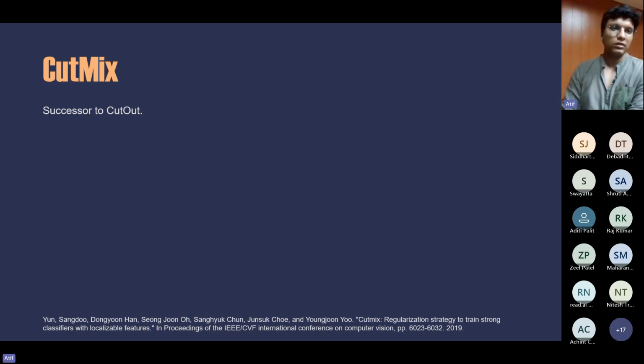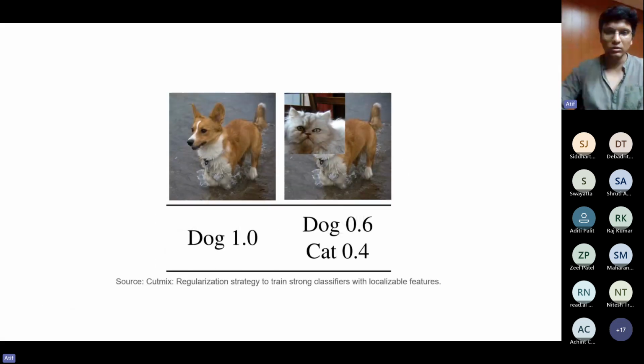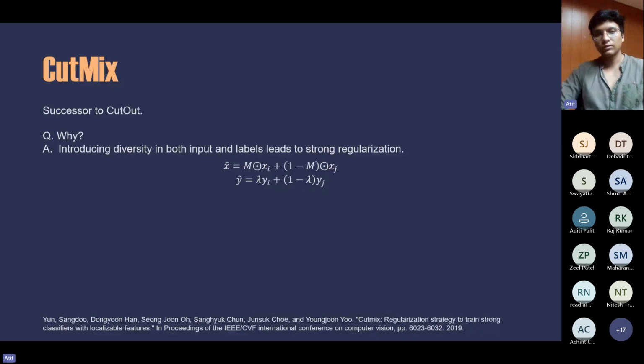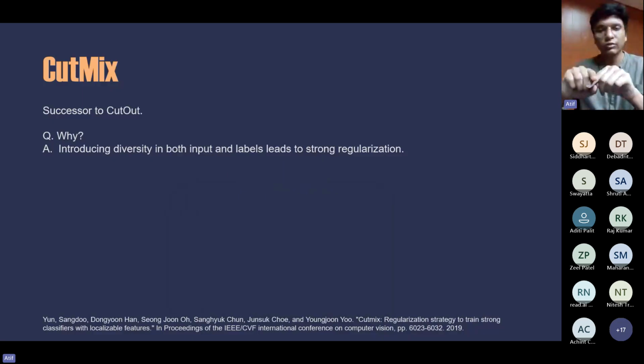Okay, so cut mix. What cutout does is it just removes a big bunch of pixels from your image, so it just makes it black. What cutout does is it removes a big portion of the image and makes it black. Why do we do that? Well, the idea behind cutout was if the model is paying attention to certain areas in the network.